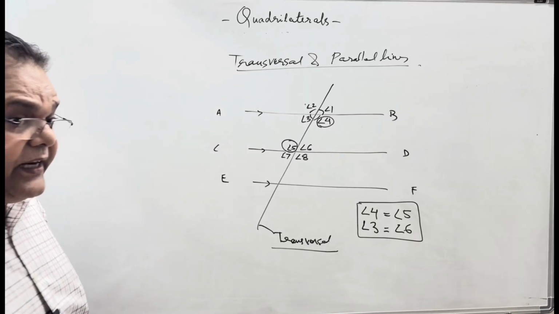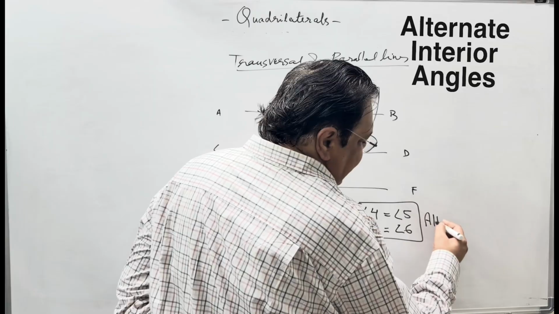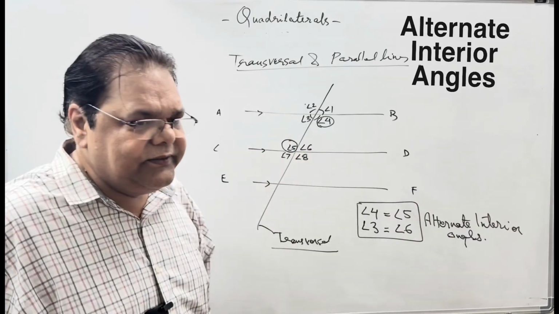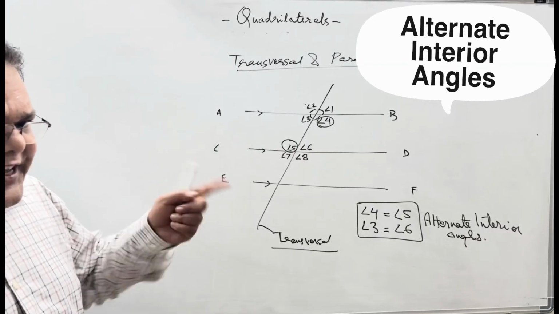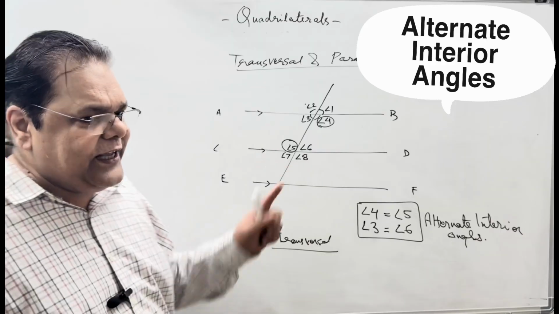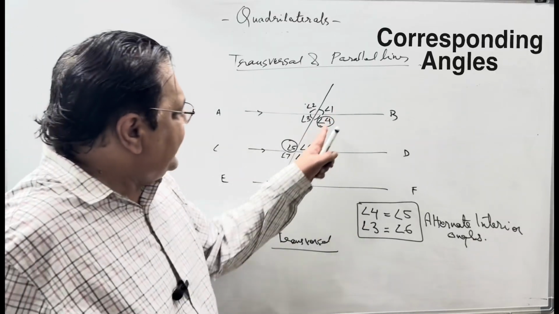These angles are equal and they are alternate interior angles. 3 and 6, they are alternate interior. Interior because they are inside the parallel lines. Alternate because they are on the opposite side. Same with 4 and 5.